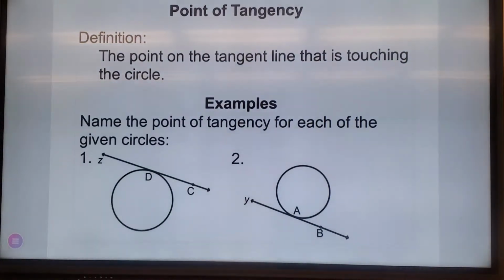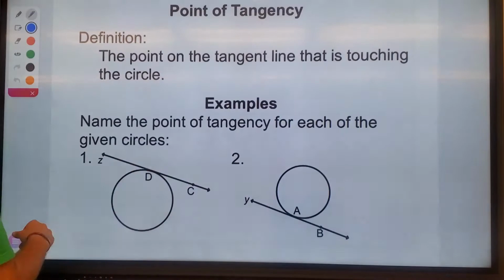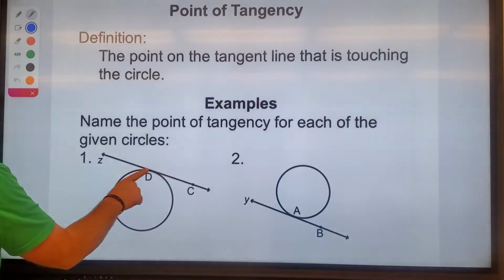Okay, point of tangency. The point of tangency is the point itself where the tangent line is touching the circle. So here all we're doing is naming a letter. All right, so for number 1, again, it's the point where it touches. So number 1, the point where it touches is D.